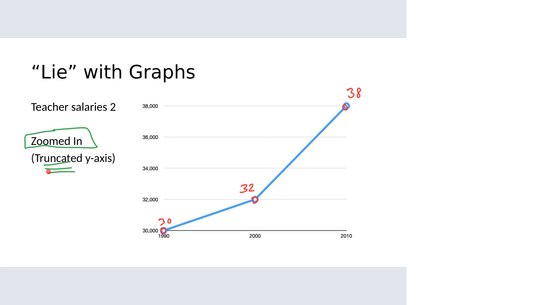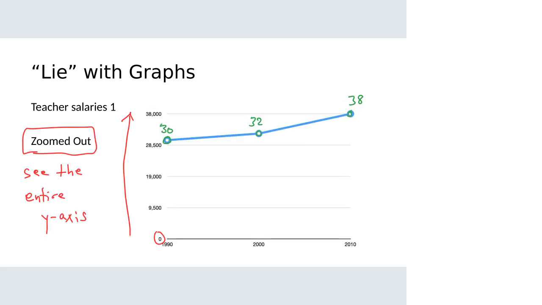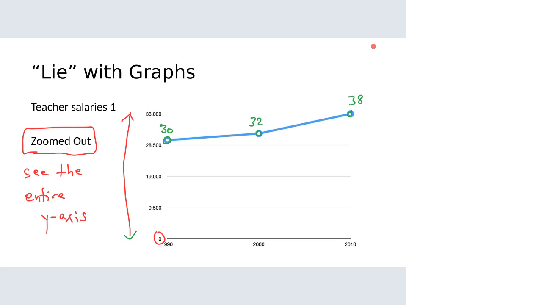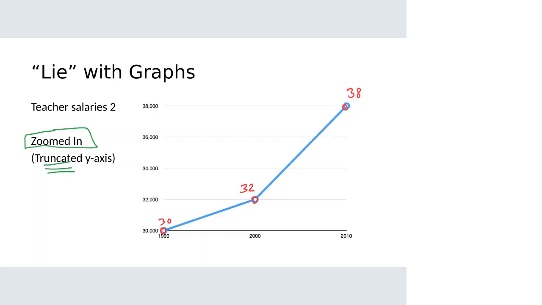When we truncate, it zooms us in on where the data is located. So instead of seeing the entire axis from 38,000 all the way down to 0, we have zoomed in on just this piece right here from 30,000 to 38,000. Neither one of them is lying, technically. They're both showing the exact same data. It just kind of depends on who you are, which graph you might want to show.